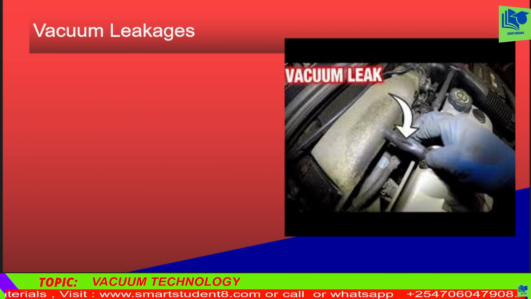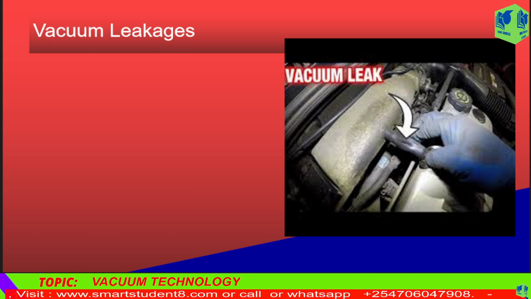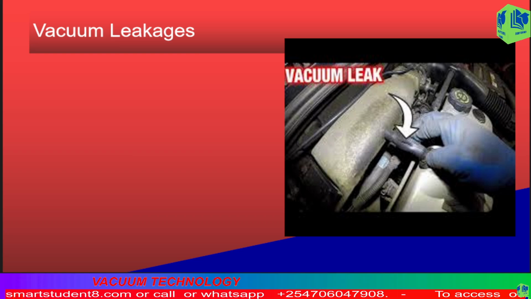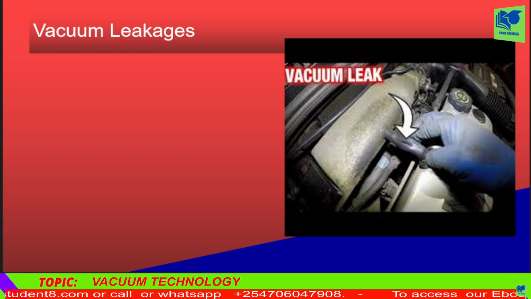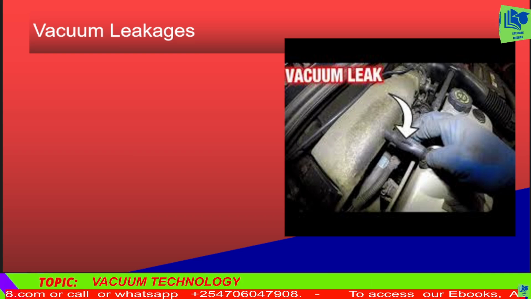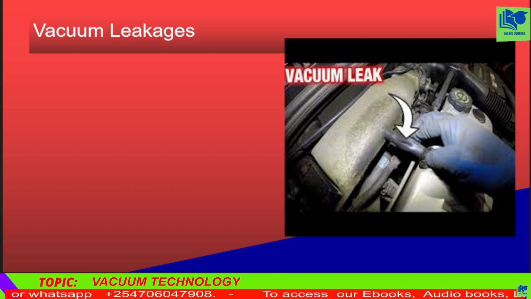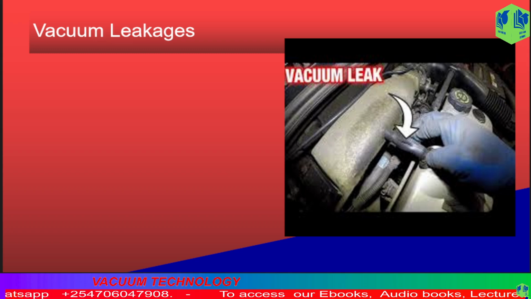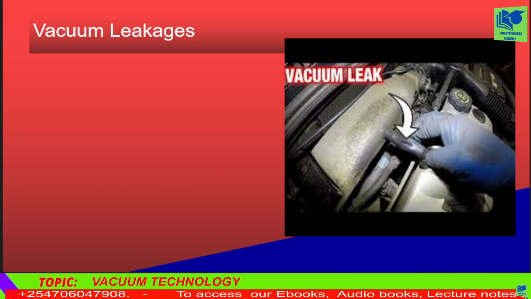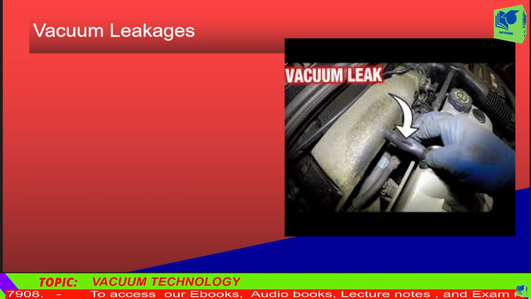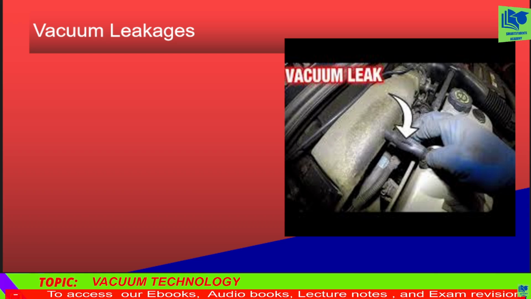Vacuum leakages. Imagine you're trying to keep air out of a sealed glass jar. You tighten the lid as much as you can, but if there's even a tiny crack or an improperly fitted seal, air will sneak in. That's essentially what happens in a vacuum system when there's a leakage. Vacuum systems are designed to create and maintain low-pressure environments, but when a leak occurs, air or other gases infiltrate the system, disrupting its efficiency.